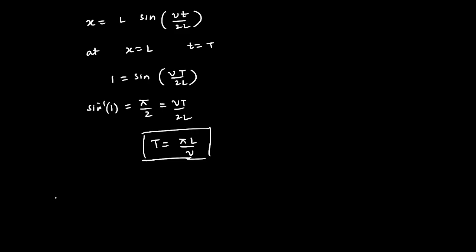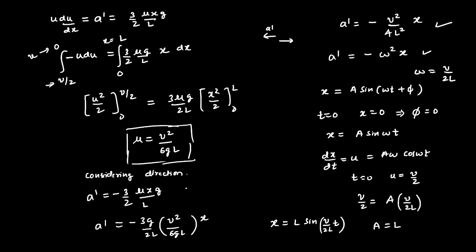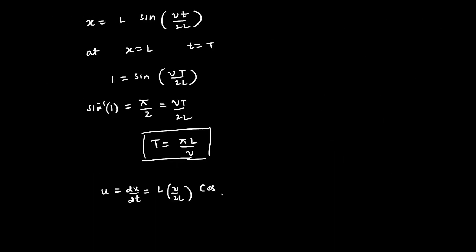Now, we already know with what speed it is going to move as a function of time. dx by dt is a omega cos omega t, which is L omega cos omega t, where omega is v by 2L. Or u as a function of time is v by 2 times cos of Vt by 2L.